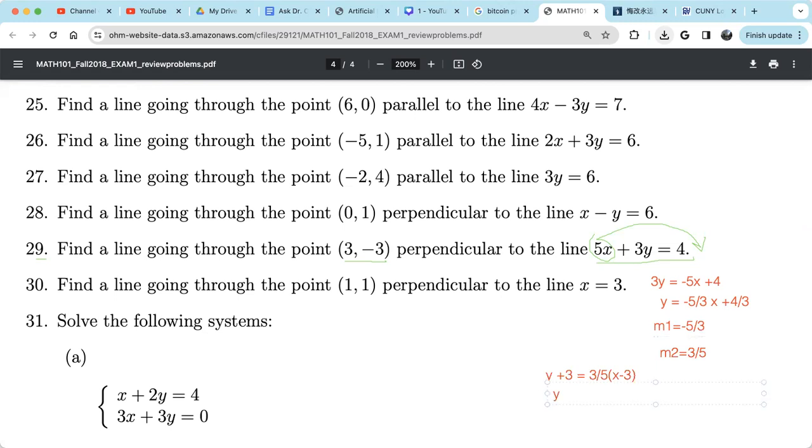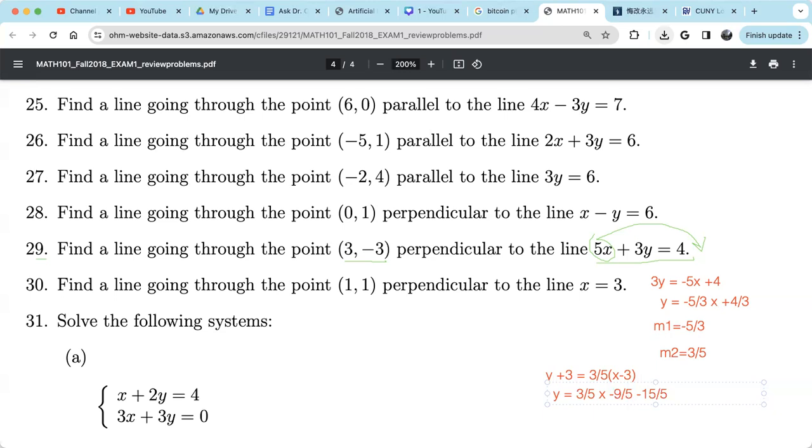So we get y equals 3 over 5 x, or 3 over 5 times negative 3, that's negative 9 over 5, right? Negative 9 over 5. Plus 3 times 3 is 9. Then minus 3, we need a common denominator. So we multiply 5 over 5, we get 15 divided by 5, because we need a common denominator of 5.